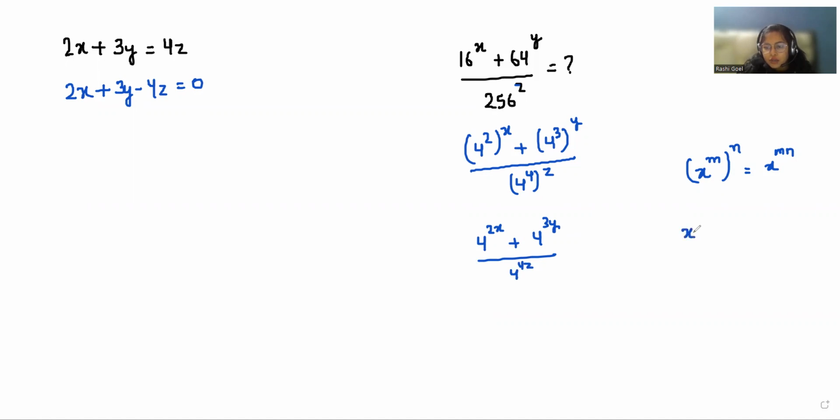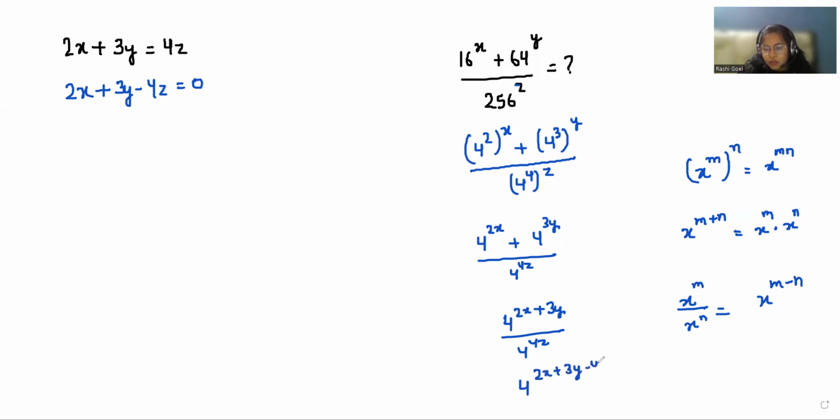Now the addition rule of exponent, that is x power m plus n, we can write it as x power m times x power n. So we can write this as 4 power 2x plus 3y by 4 power 4z. So x power m by x power n, we can write it as x power m minus n. So 4 power 2x plus 3y minus 4z.